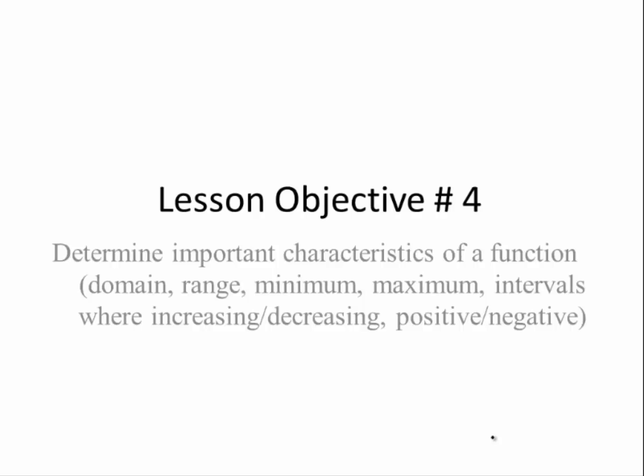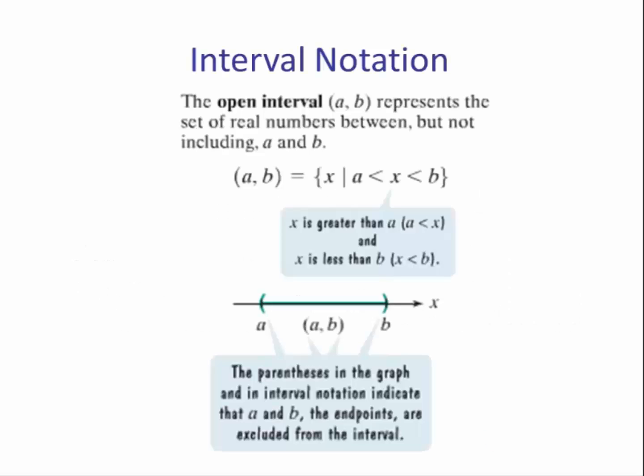Lesson objective. To describe characteristics of functions, we will have to be able to express ranges of values using what's called inequalities or what's called interval notation. So here's an example of interval notation. Here we have what looks like an ordered pair (a, b), but it's not. This is an example of what's called an open interval in interval notation.